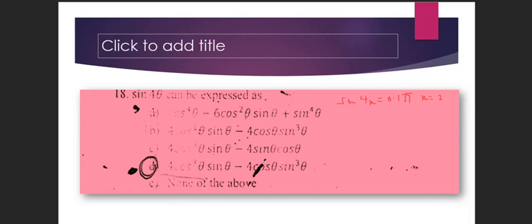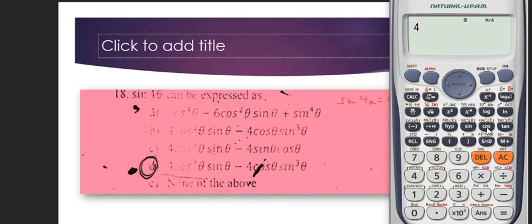Let's try to be quick. Let's say our answer is D, just as an educated guess, because the person chose D over here. So let's find out whether that's the correct answer. 4 cos x to the power 3, minus 4 cos x, sine x to the power 3.